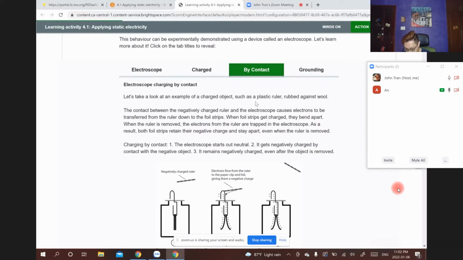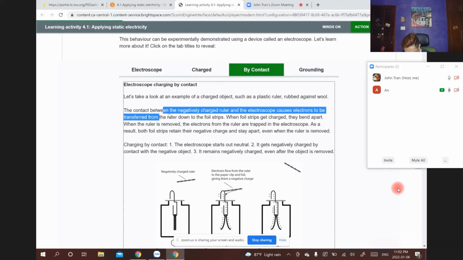A charged object, such as a plastic ruler rubbed against wool. The contact between the negatively charged ruler and the electroscope causes electrons to be transferred from the ruler down to the foil strips. When the foil strips get charged, they bend apart. When the ruler is removed, electrons from the ruler are trapped in the electroscope.